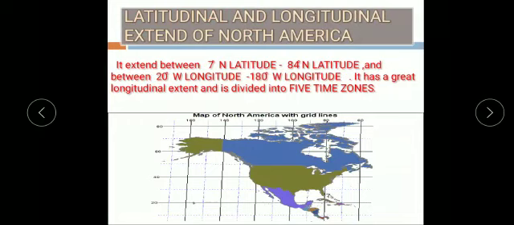Latitudinal and longitudinal extent of North America. It extends between 7 north latitude to 84 north latitude and between 20 west longitude to 180 west longitude. It has a great longitudinal extent and is divided into 5 time zones.